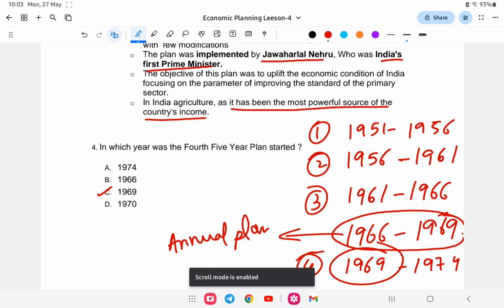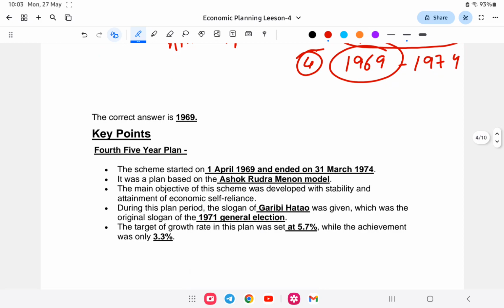So I hope you got this. The plan was started from 1st of April 1969 and ended on 31st of March 1974. The plan was based on the Ashok Rudra model. The main objective of this scheme was growth with stability and attainment of economic self-reliance. And during this plan, Garibi Hatao was the slogan. So the second question becomes, in which 5-year plan was Garibi Hatao implemented? That is the fourth 5-year plan, although it was an original slogan of the 1971 general elections. Our targeted growth rate was 5.7%, and 3.3% growth rate was achieved.